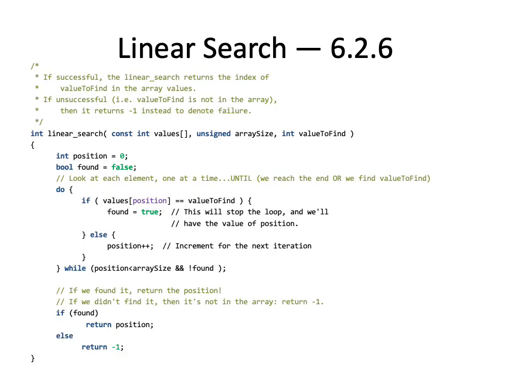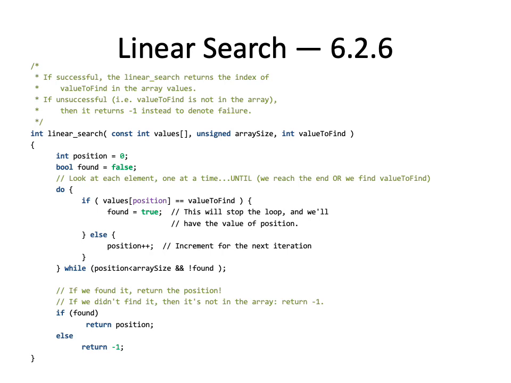Now this is a lot, so let's just take it from the top. What this function does, it's called linear search. If the search is successful, in other words, if it finds the value in the array, then it will return an index to that element in the array.